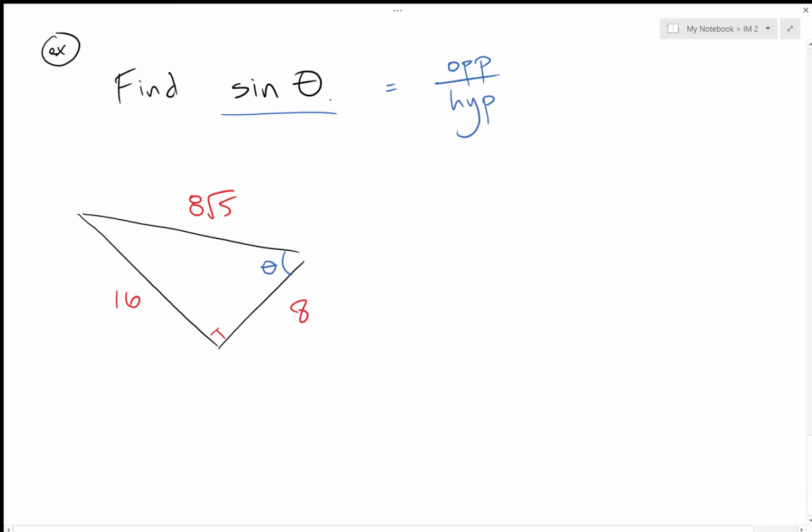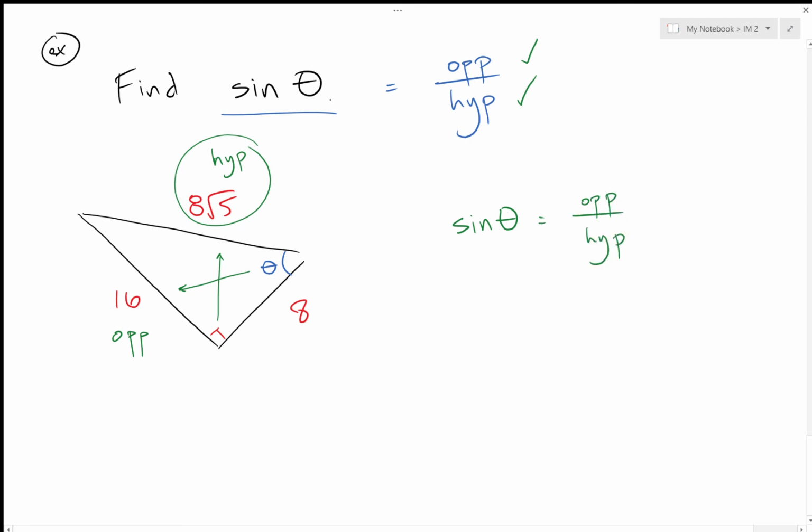So the hypotenuse is always the easy one to find. It's across from the 90. So this one is your hypotenuse, the 8 square root 5. So there's hypotenuse. But we need the opposite. So there's a 16 and there's the 8. The one that's across from theta, away from theta, is the 16. So that's my opposite. Now the other one would be the adjacent, but we don't need it for this problem. Okay, it's just asking us what sine is. So sine of theta, again, is the opposite over the hypotenuse.